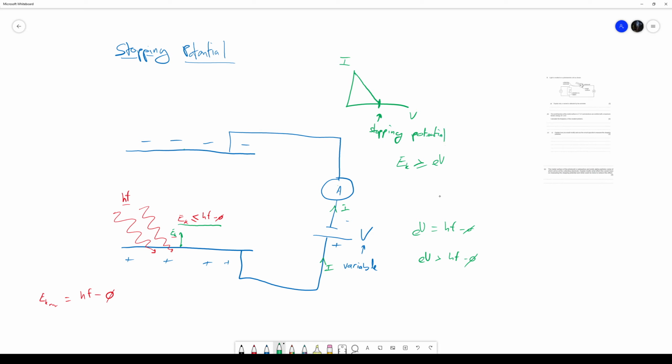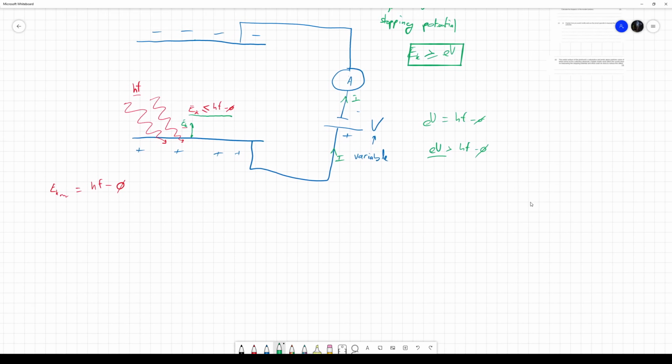And it comes about because that is the potential that will provide enough potential energy to these electrons, or rather will take enough energy from these electrons to prevent them crossing the gap. It's the point when this stops being true, and therefore the current stops. Stopping potential. So that's where the phrase comes about from. What has this got to do with Planck's constant? Frequently this is how we measure Planck's constant.